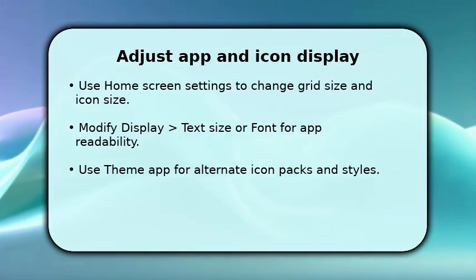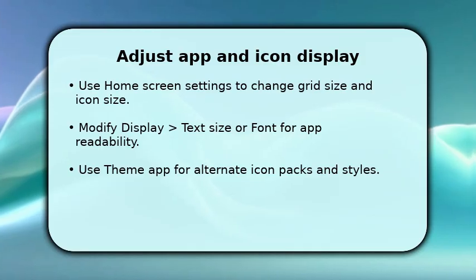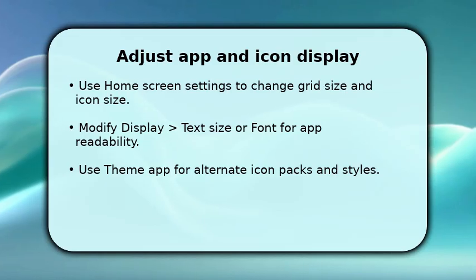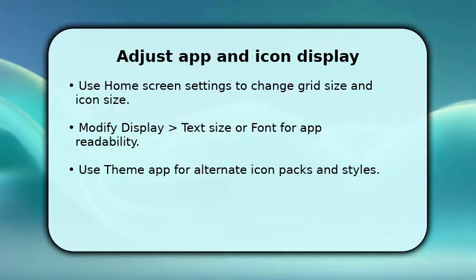First, open Home Screen Settings and adjust the grid and icon size. More columns fit more apps, larger icons aid visibility. Next, go to Display to tweak text size and font. This affects labels and app UI. Then check the theme app to apply icon packs or rounded corners because visual consistency matters.